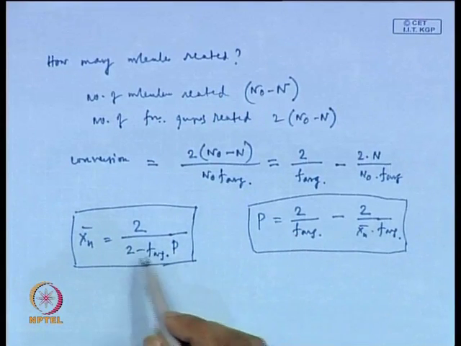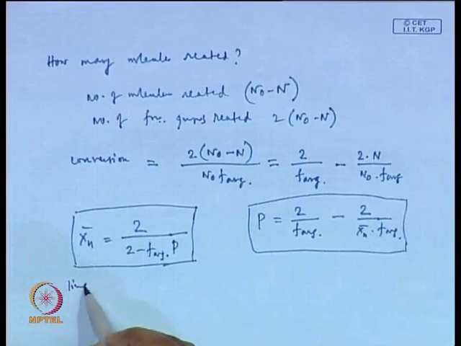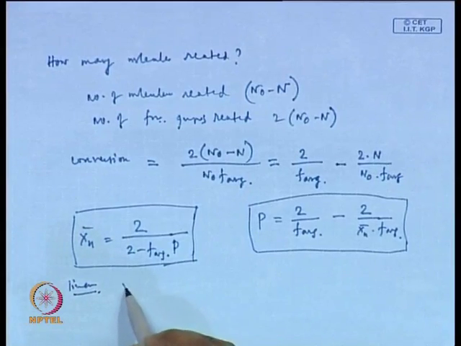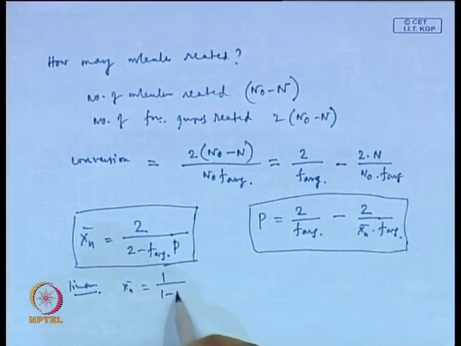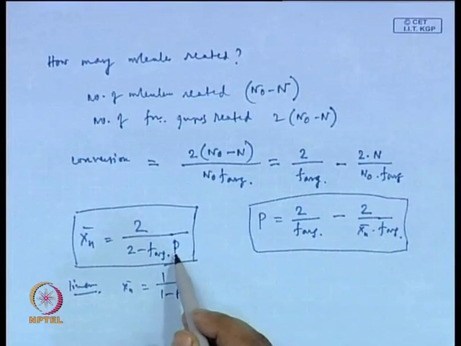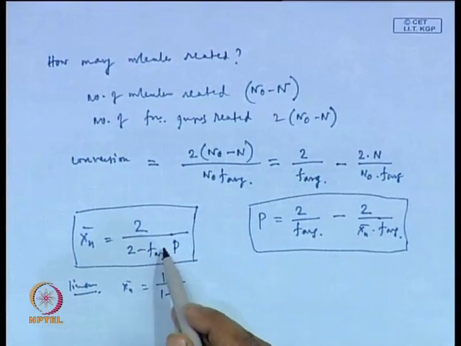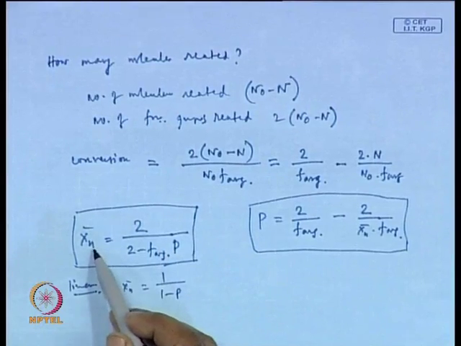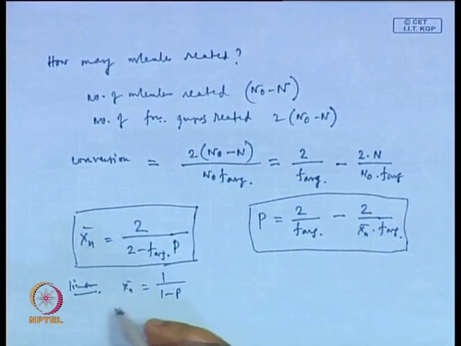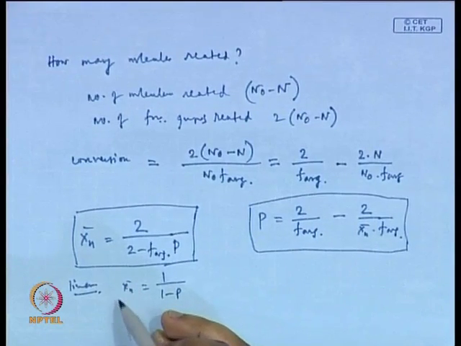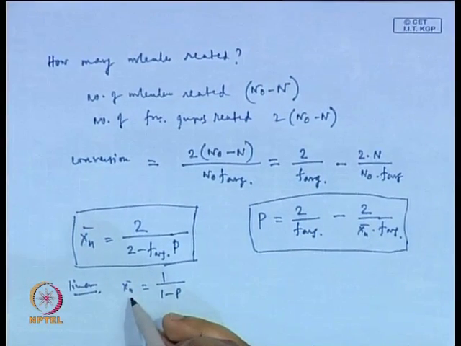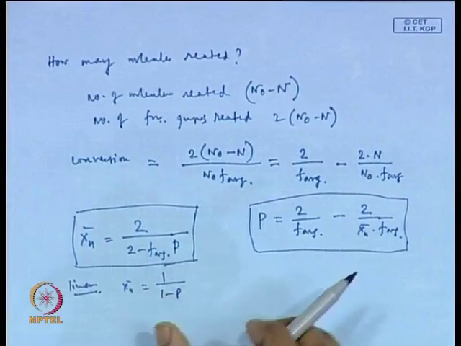For a linear polymer, what was there? For linear, Xn was 1 by (1 minus P), if you recollect. So for a given P, if F average is more than 2, then this number will be higher compared to the Xn obtained in linear polymerization. So even without pushing the reaction to very high conversion, we can make high molecular weight in this case.